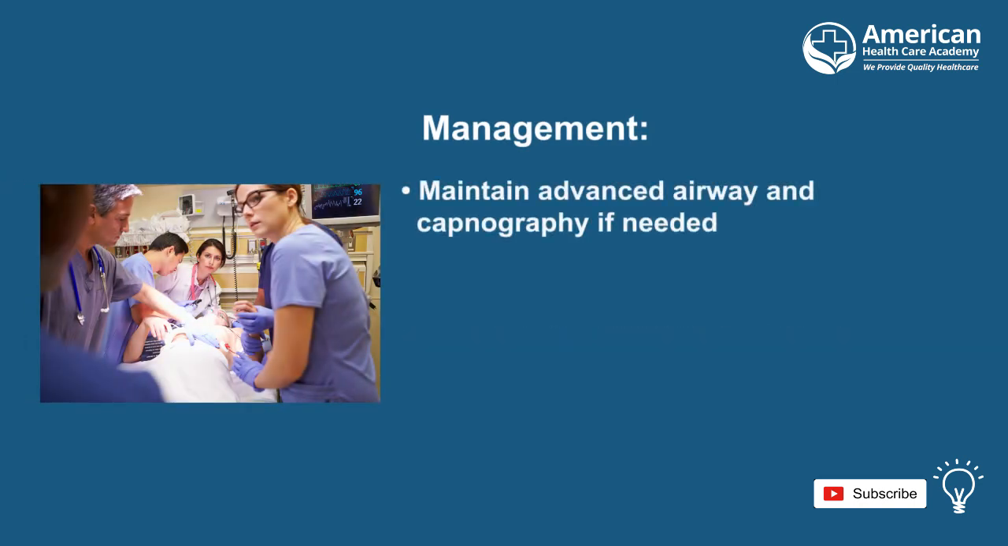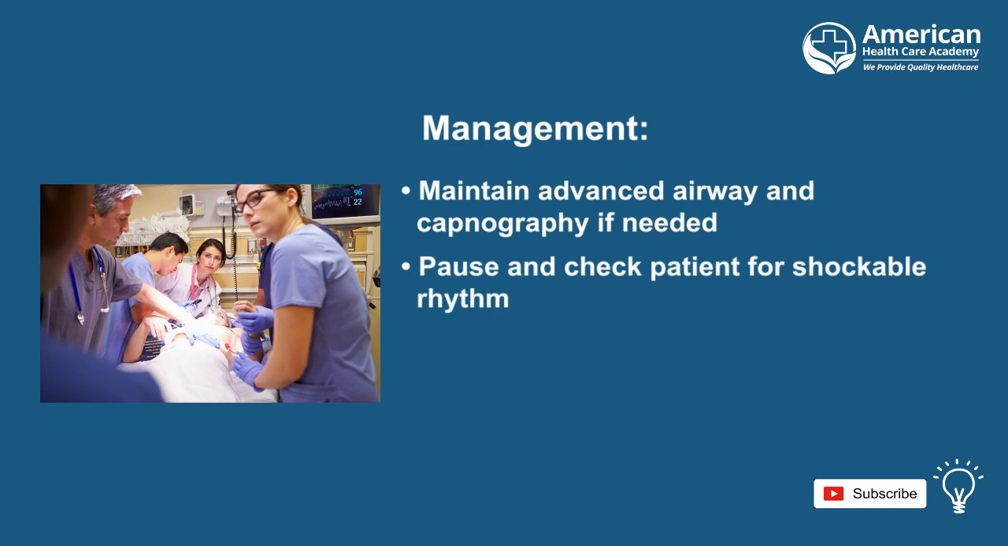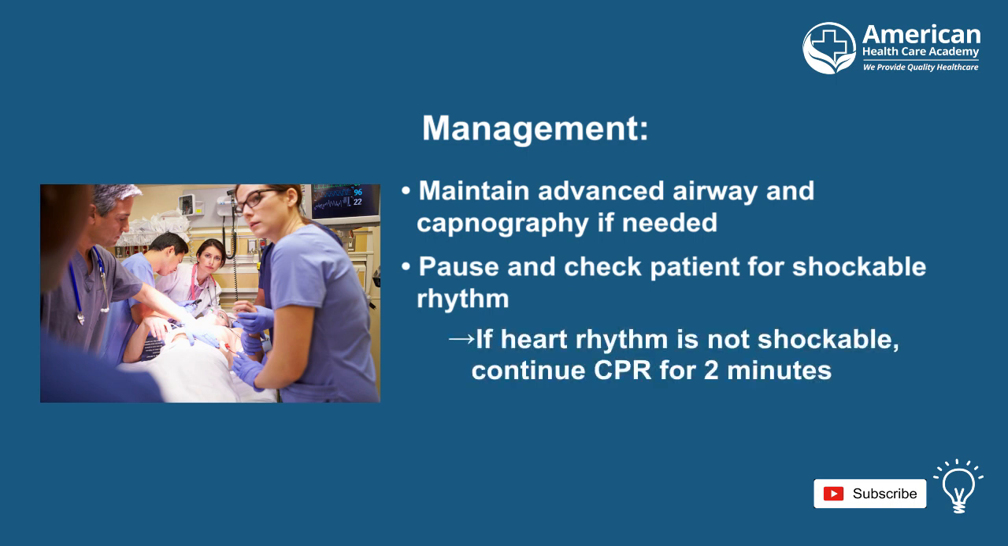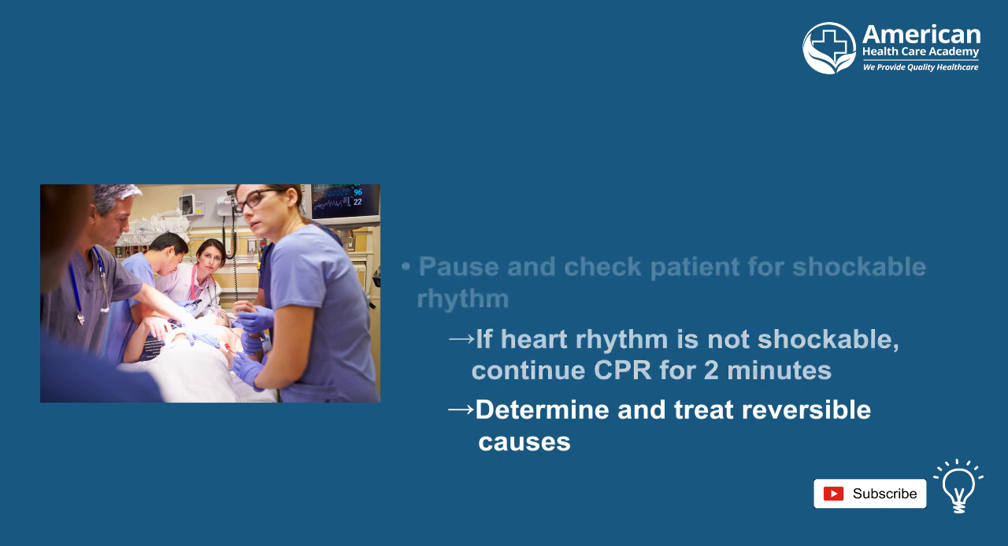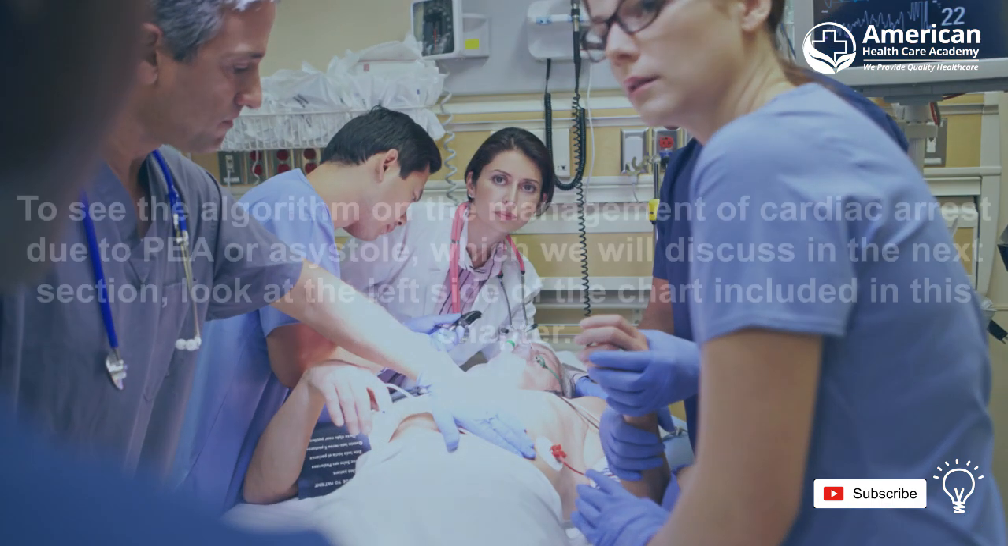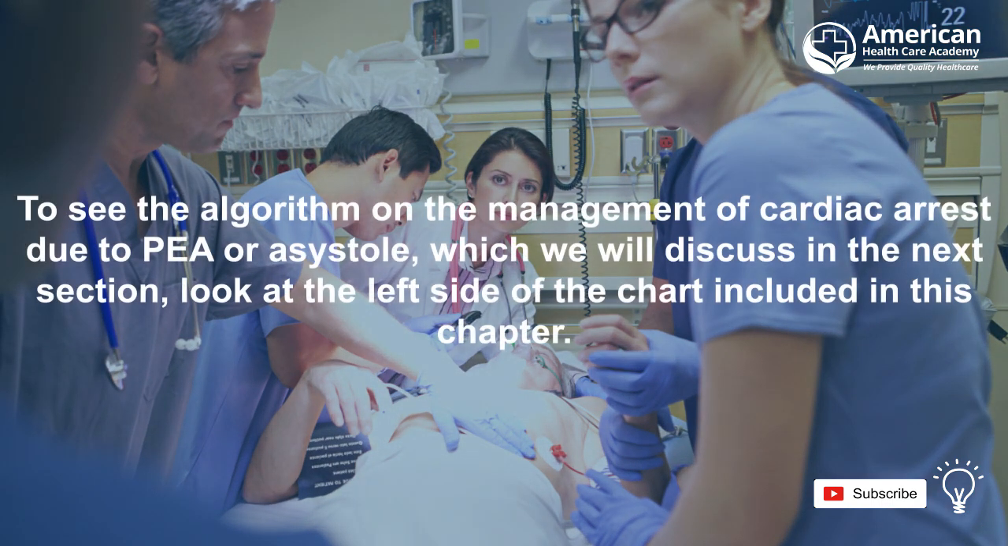Remember to maintain an advanced airway and capnography if needed. Pause and check the patient for a shockable rhythm. If the heart is not shockable, then continue performing CPR for 2 minutes and try to determine and treat the reversible causes. To see the algorithm on the management of cardiac arrest due to PEA or asystole, which we will discuss in the next section, look at the left side of the chart included in this chapter.